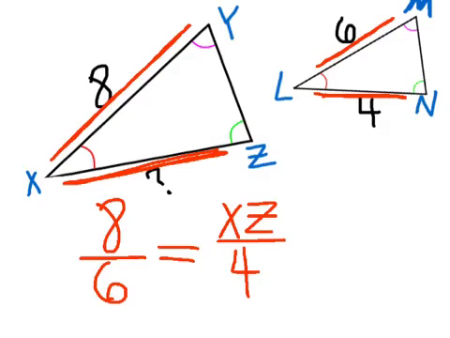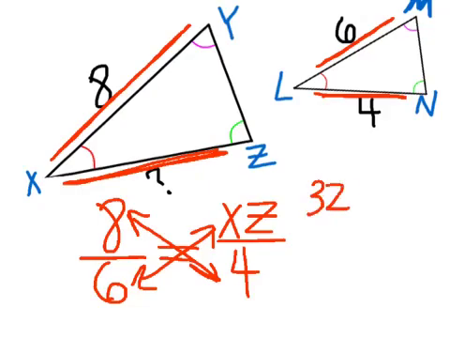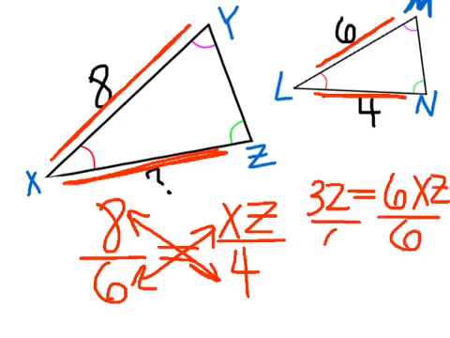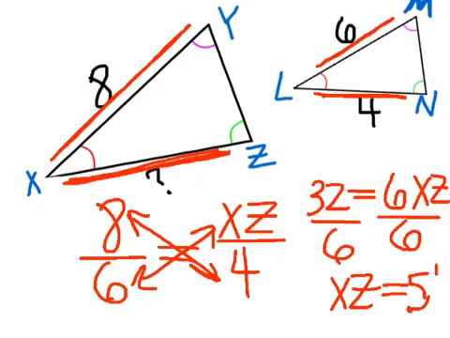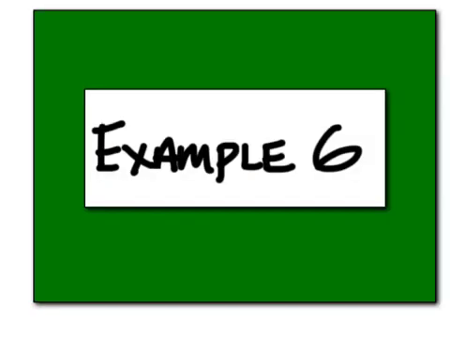Do you guys remember cross multiplication? All we're going to do is we're going to take 8 times 4. Then we're going to do 6 times XZ. That's going to give us 32 is equal to 6 times our side length. So to find our side length, we're just going to divide by 6. And that's going to give us 5 1/3. So the length of this side is 5 1/3.